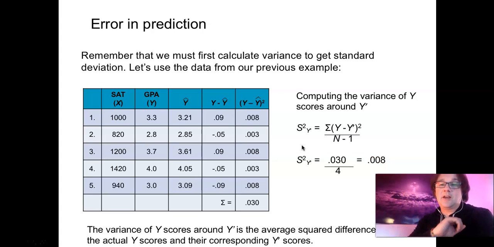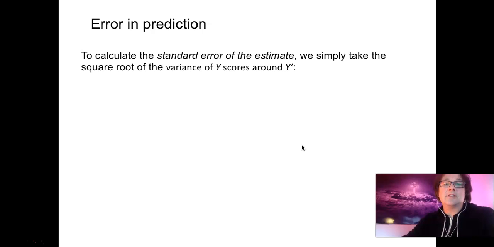That's what we just calculated here. So again, I'm blocking some of this off, but the variance of y-scores around the predicted y is the average squared difference between the actual y-scores and their corresponding predicted y-scores. So in other words, we take a look at how much deviation exists between our actual y-scores and the predicted y-scores, and essentially we get an average deviation, or an average error, right?